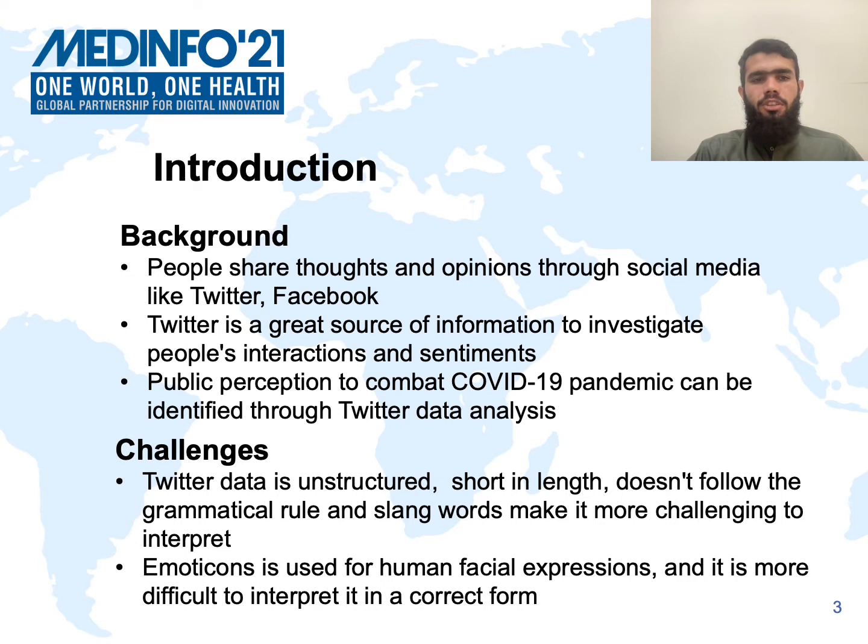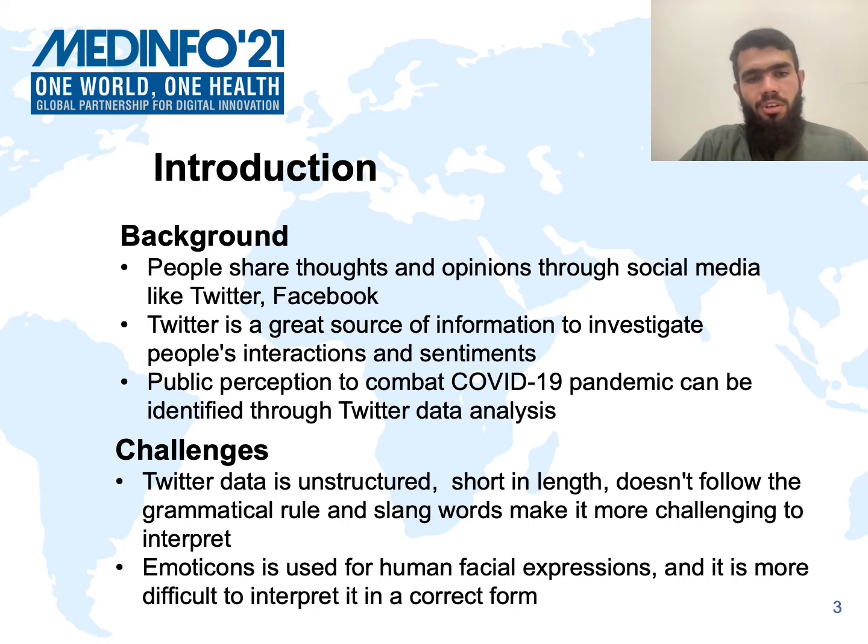So, introduction. People share thoughts and opinions through social media like Facebook and Twitter. But Twitter is the most popular social media platform where people share thoughts, sentiments, and opinions and react to other people. So Twitter is also a great source of information to investigate people's interactions and sentiments. Public perception, opinion, and sentiment in order to combat the COVID-19 pandemic can be identified through Twitter data analysis.